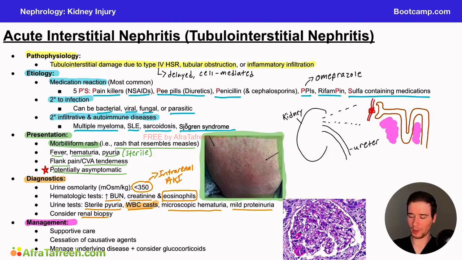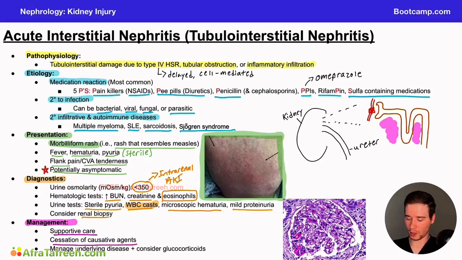So the classic one is going to be supportive care. We said for a lot of these kidney injuries, we can't actually treat them with one specific thing, right? We're really trying to help the patient manage their symptoms until the body can kind of heal itself. Because this is a subtype of an acute kidney injury, specifically an intrarenal acute kidney injury, we want to do similar things. We would want to stop medications that are causing damage to the kidney. So cessation of causative agents.